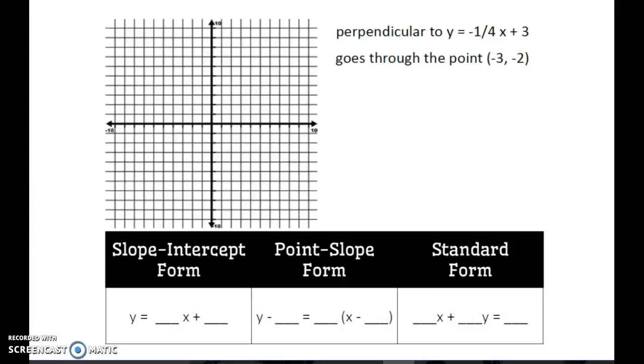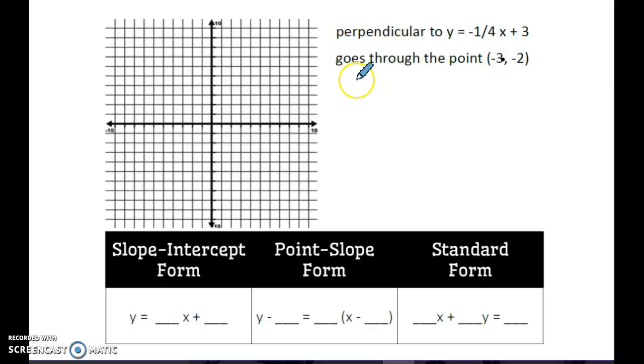So this is an example that we worked through together in class today, Friday, January 19th. And I'm working through it just in case you weren't in class or you just need to see an example. So if you want to write an equation of the line that's perpendicular to this line, y equals negative 1/4 x plus 3, and it has to go through this point, negative 3 and negative 2.